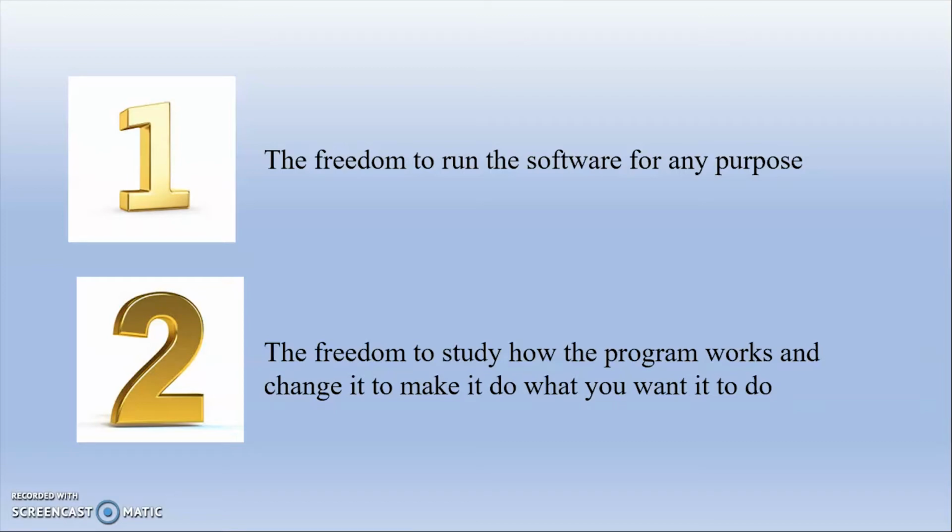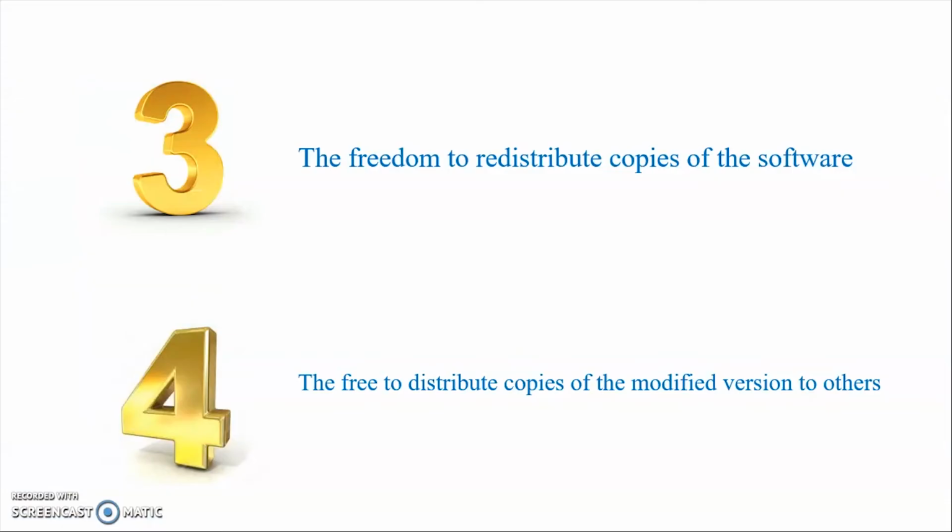Then our third freedom is the freedom to redistribute copies of the software. So we are changing the source code, and then we can share it. That is the fourth point: the freedom to distribute copies of the modified version to others.